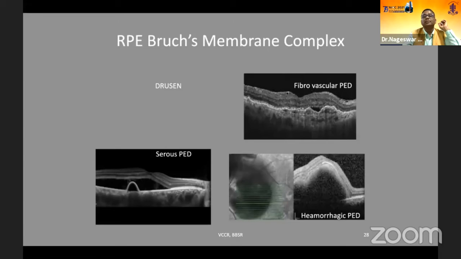And the RPE-Bruch's membrane complex: there are so many types of PEDs. Here, where you find homogeneous hyporeflectivity, that is the serous PED. If you find heterogeneous reflectivity, this is more in favor of fibrosing PED. And here, very brightly homogeneous reflectivity subretinally is more in favor of hemorrhagic PED. So in doubtful situations, it may be a serous PED, maybe a benign fibrovascular PED, or a hemorrhagic PED, which is more dangerous. We have to treat.